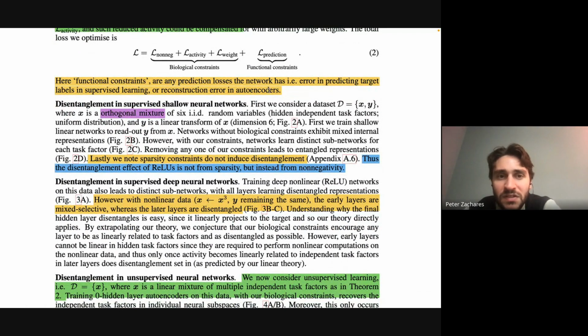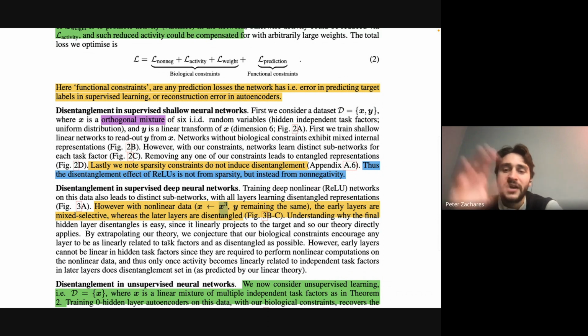So after this simple, shallow, supervised neural network, they did one where they made the data nonlinear. Instead of x being just a linear mapping from task variables, it's x cubed. So they cubed the mixture, and y remains the same, and they used a deeper network. What they found was that the earlier layers of the network still mixed task variables, but the later layers still disentangled them, which is pretty cool.